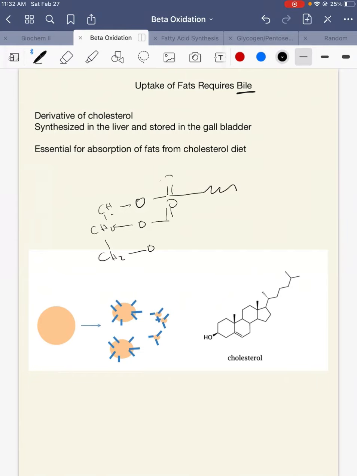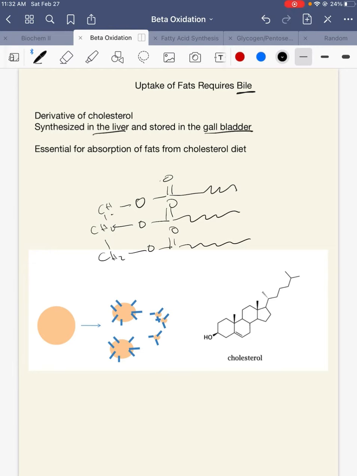And then we have this double O, we have this tag. So what bile does is it allows this hydrophobic molecule to be emulsified. It emulsifies it to allow access to water to come in and basically make it polar. So the bile is synthesized in the liver and it's stored in the gallbladder.